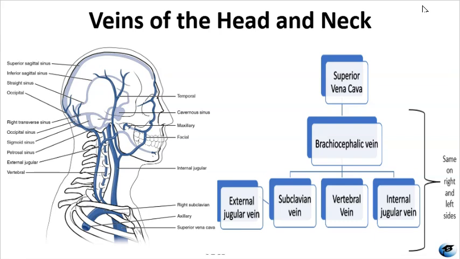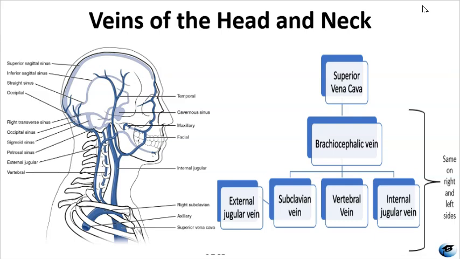This is a clinically important connection because infections in the face can spread to the brain through these routes. Outside the skull, the venous drainage from the scalp and superficial face includes the external jugular vein, which drains the outer structures of the head and neck and empties into the subclavian vein, and the vertebral vein, which drains blood from the cervical spinal cord and posterior head.